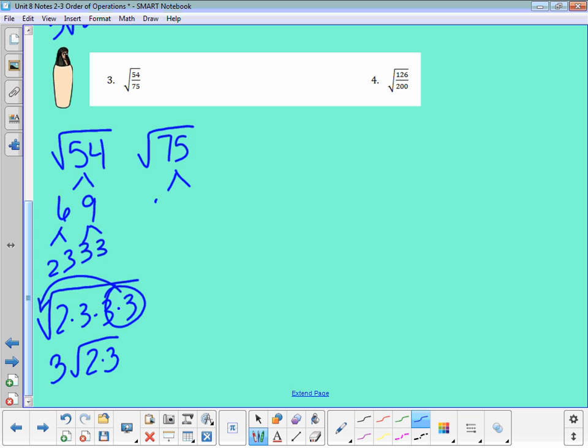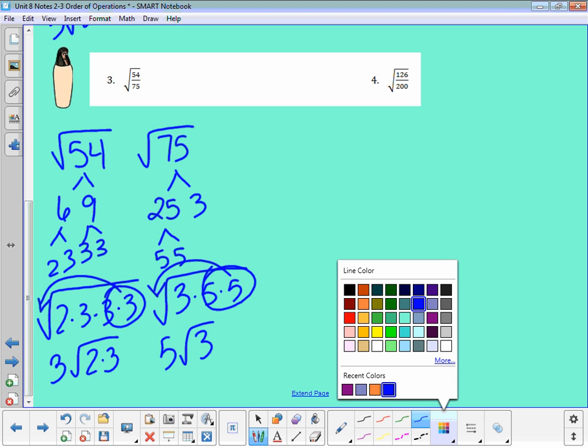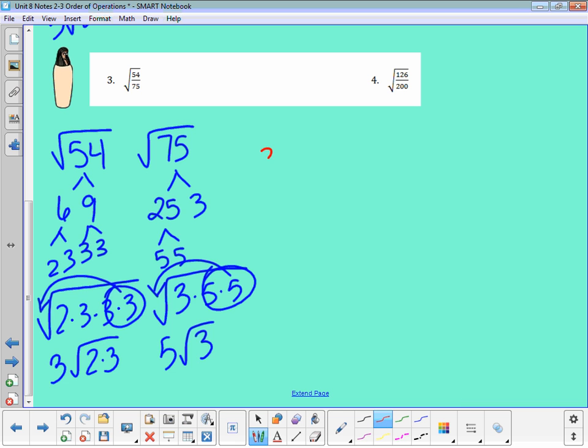Next, let's take a look at 75, which is the same as 25 and 3. That gives me 5 and 5. So underneath this radical, I have 3 times 5 times 5. Take out a pair of 5s, and I'm left with 5 square root of 3. So I'm going to write this as a radical over itself. Okay, so to start off with, I have 3, and again, I'm going to keep it as 2 times 3 underneath the radical, and then on the bottom I have 5 square root of 3.